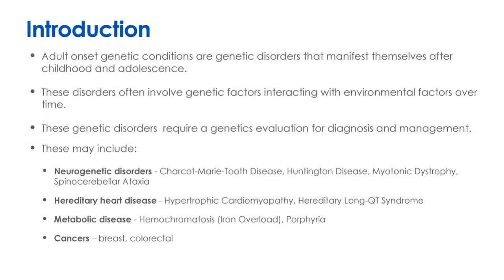Adult-onset genetic conditions may include neurogenetic disorders such as Charcot-Marie-Tooth disease, Huntington's disease, myotonic dystrophy, and spinocerebellar ataxia. Hereditary heart disease, including hypertrophic cardiomyopathy and hereditary long QT syndrome. Looking at metabolic diseases, we've got hemochromatosis or iron overload, as well as porphyria, and then of course our cancers. And tonight we will be talking about cancers. My part of the talk tonight will be about cancers, and particularly looking at breast and colorectal cancers.